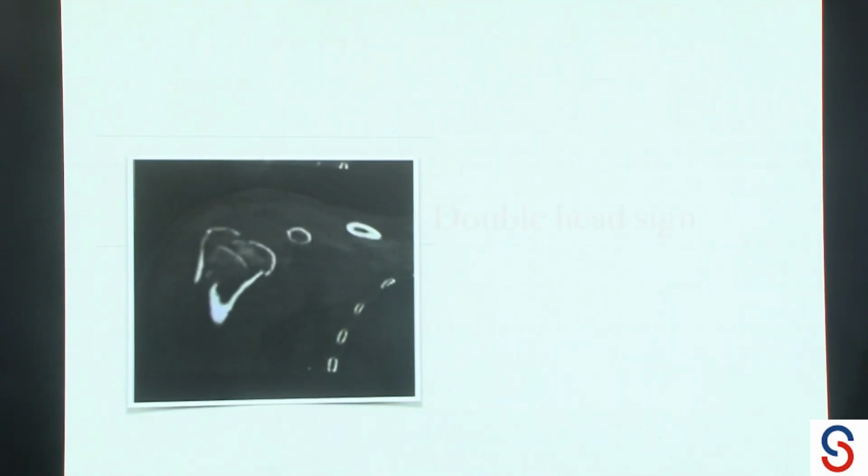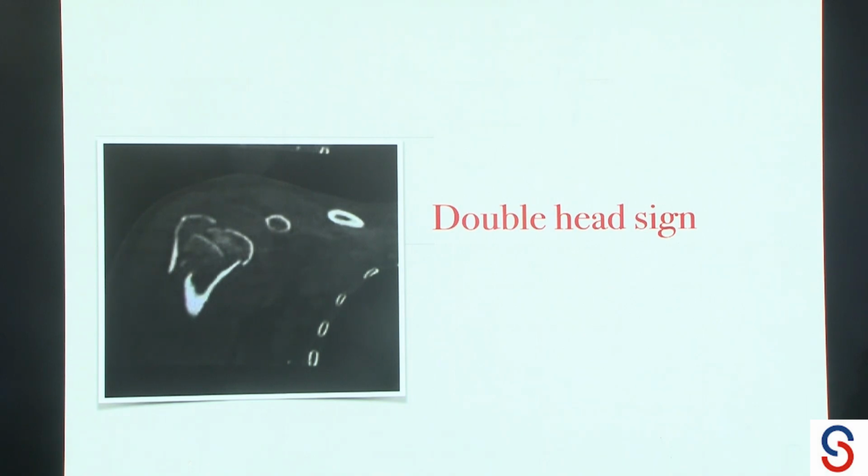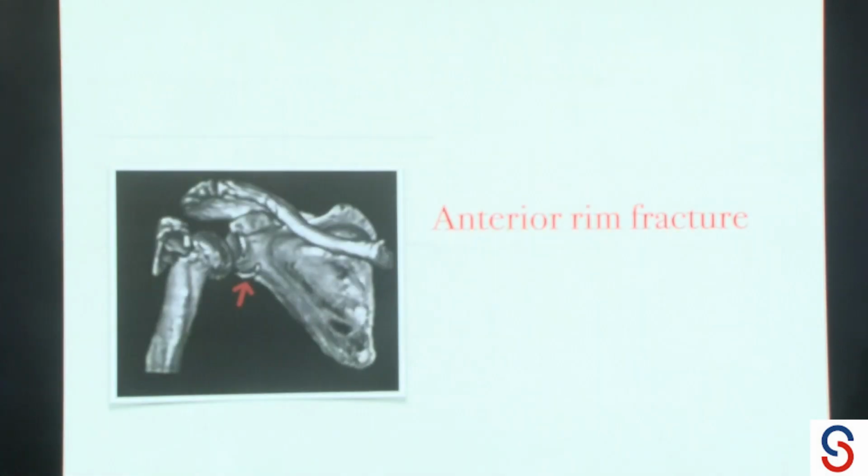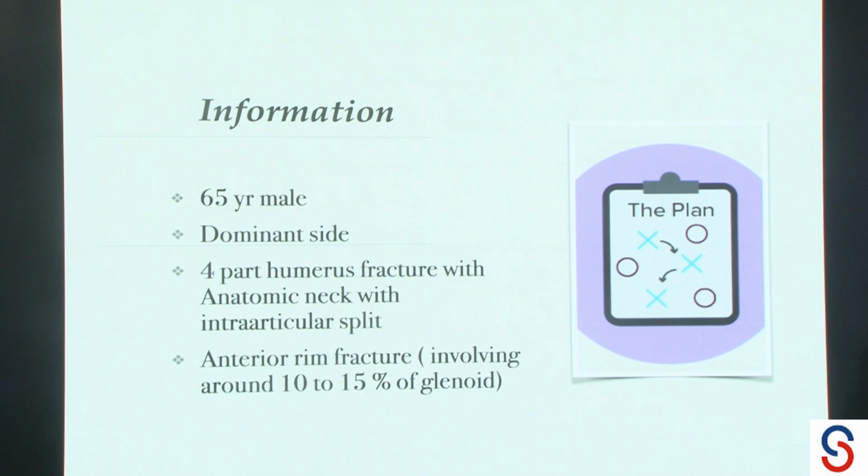This is a double head sign, which clearly indicates that it's an intra-articular split, along with a large anterior rim fracture. So the information with us is: he is a 65-year-old male patient who has injured his right dominant shoulder, has a 4-part fracture with anatomic neck and intra-articular split, and has an anterior rim fracture involving somewhere around 10 to 15% of the glenoid.